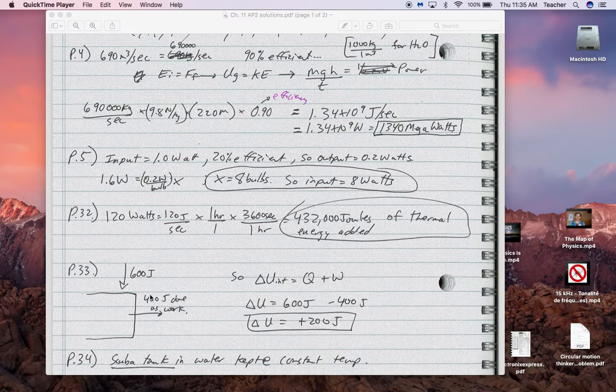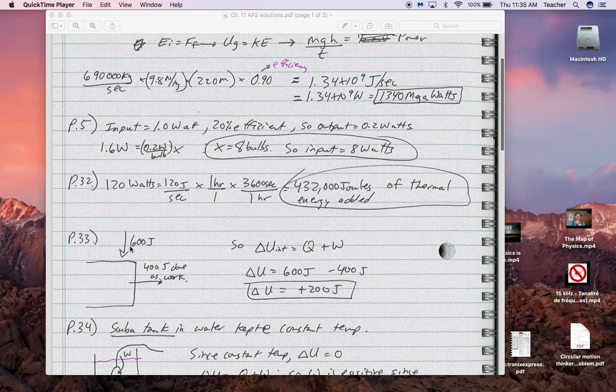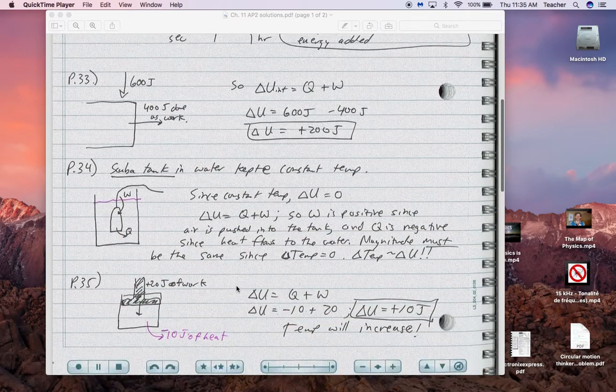33 is looking at what's happening with the internal energy. So if you have 600 joules of heat coming in and 400 joules done as work, you have a change in thermal energy of plus 200 joules, so this thing would warm up. 34, the scuba tank. If it keeps a constant temperature, you've got work flowing in from the air being compressed, and heat flowing out into the water, which is outside the scuba tank. So the delta U would have to be 0 because there is no change in temperature.